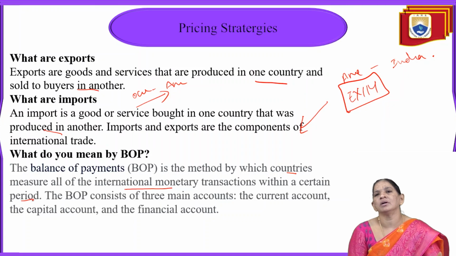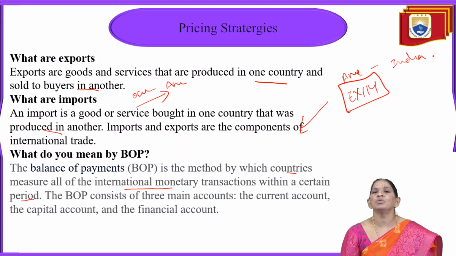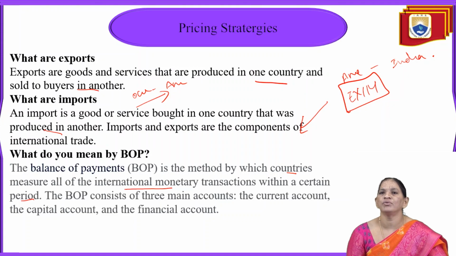Within one period of time, maybe 1 month, 6 months or 1 year, in that prescribed period the country will measure its monetary transactions, meaning money-oriented transactions: how much was exported, money that went outside of the country and money that came inside the country. Both have to be balanced, and then it is called the balance of payments.